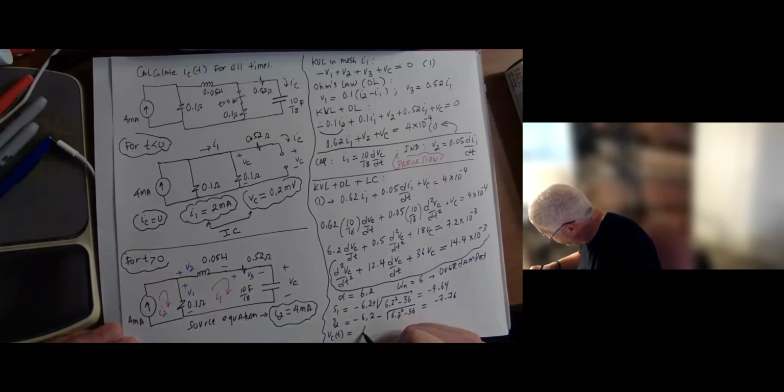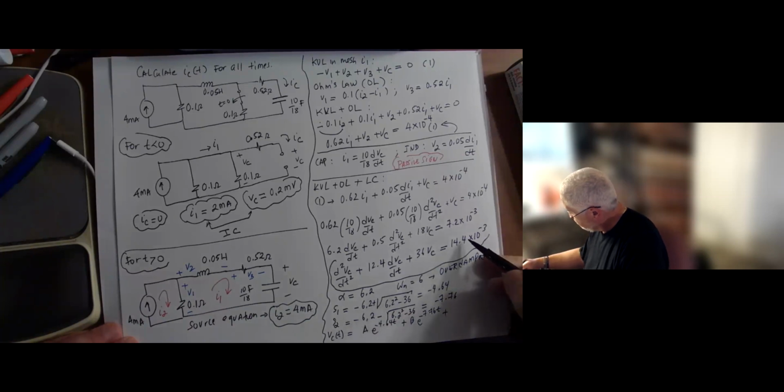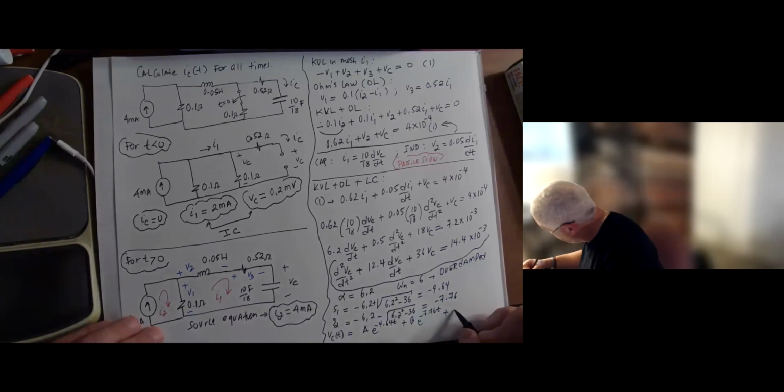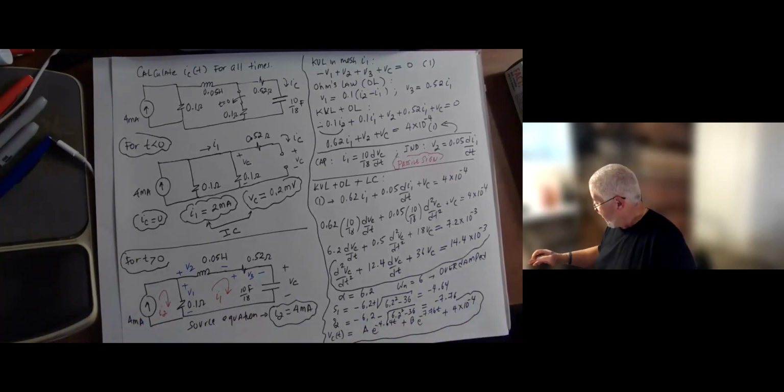Okay. So the solution for VC, the complete solution, all right, it is A e to the minus 4.64 t plus B e to the minus 7.76 t plus the forced response, which is this divided by 36. And if I did my math, it is plus 4 times 10 to the minus 4. So that is the general solution for VC.